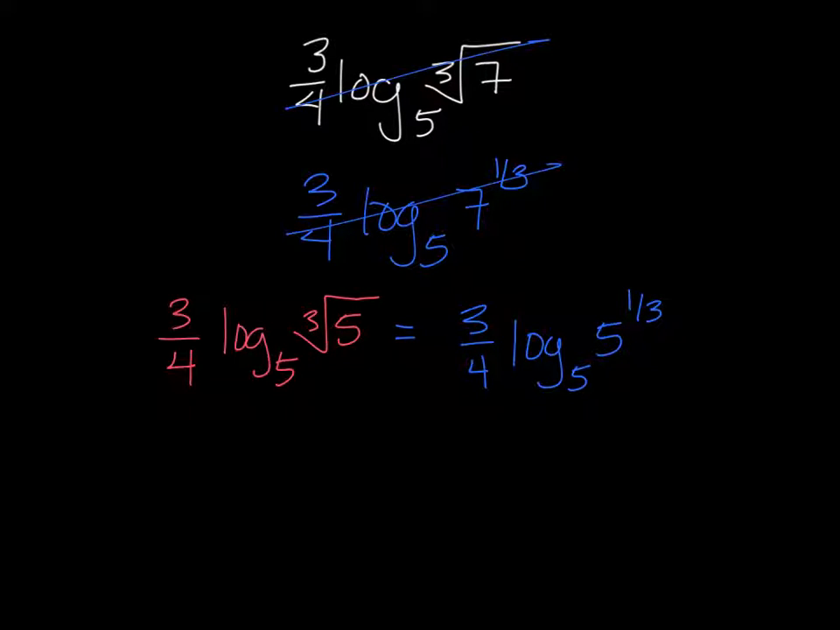Now the cool part about this is we've got Tetris effect, right? And when you have Tetris effect, your answer is just the exponent. So we have 3/4 times 1/3. The 3's would cancel, and my answer would be 1/4.